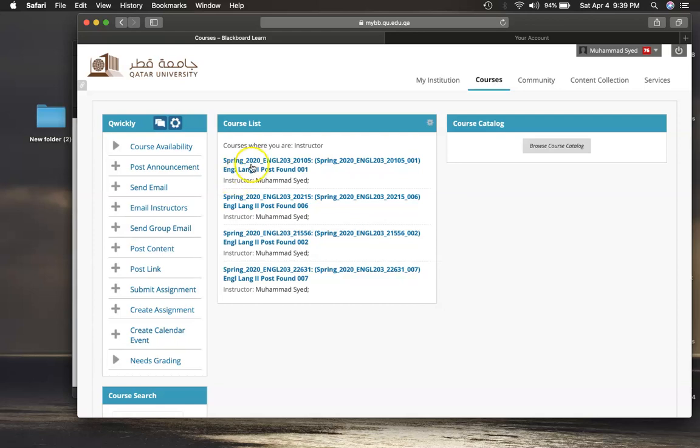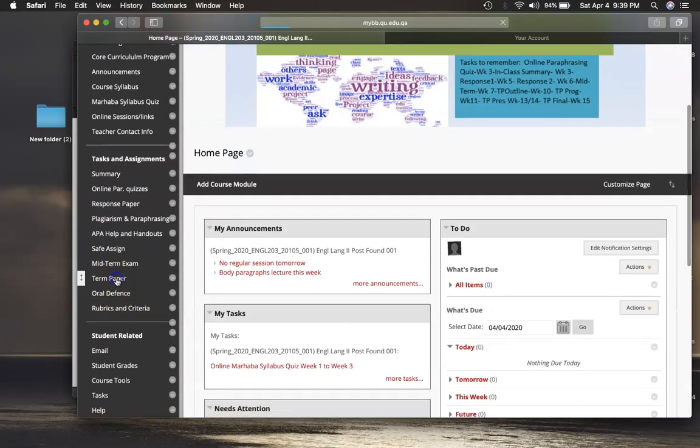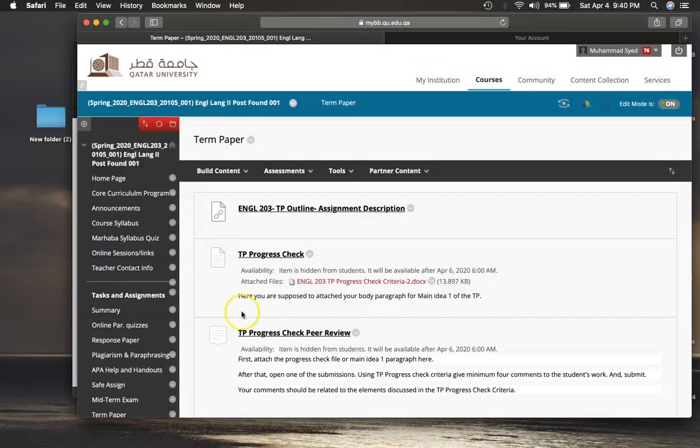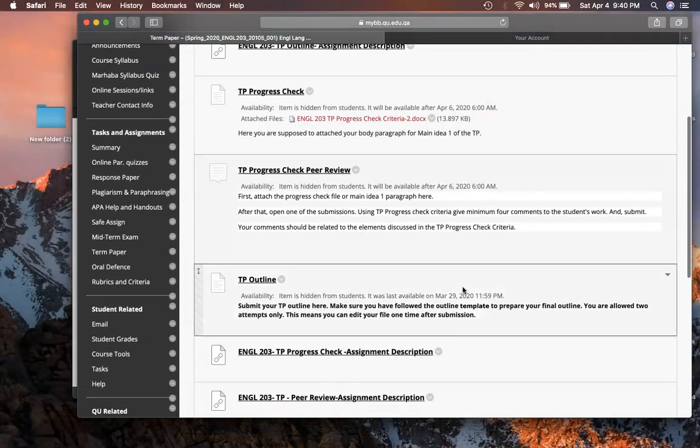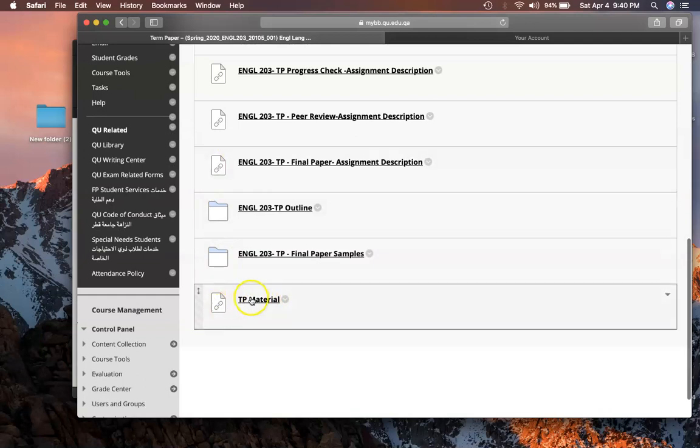So we go to the Blackboard, we go to our course and term paper. And as I said, there's nothing new here. It's just a revision of whatever we have discussed during the outline part. So, and then you go down, TP folder, TP material.